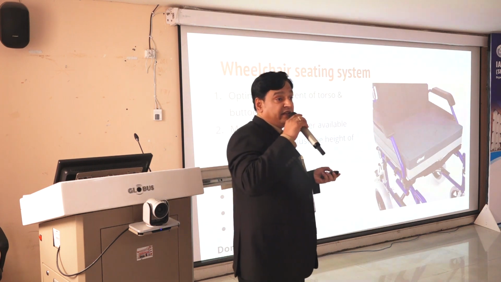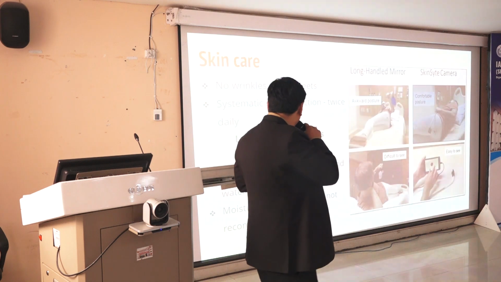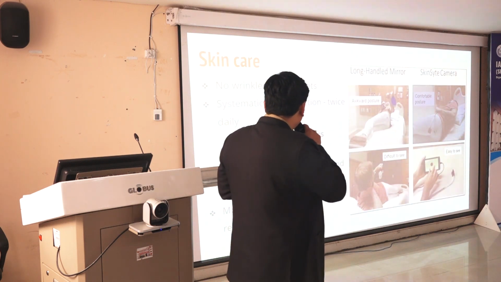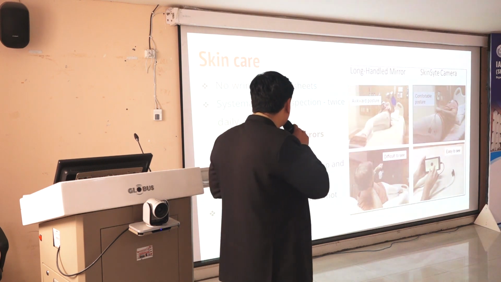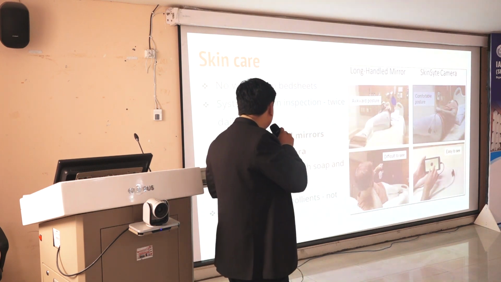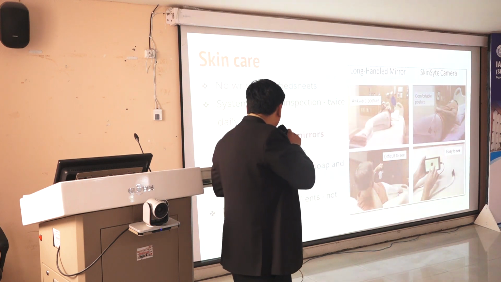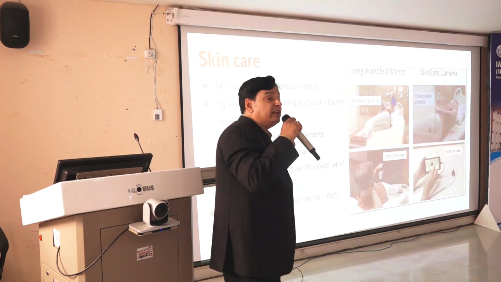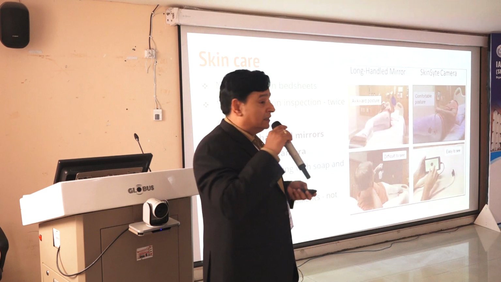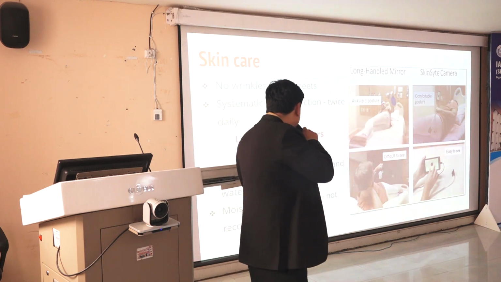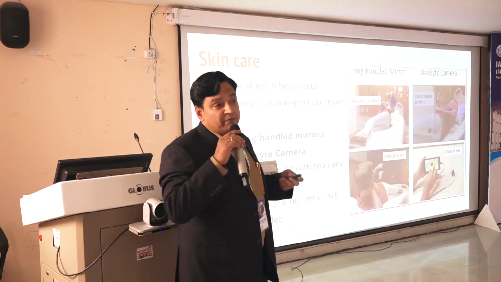Basic again, pressure relieving by lifting himself from the cushion is the most important aspect. We have to take care of the skin. There should be no wrinkles in the bed sheet. Systematic skin inspection twice a day with long-handled mirrors and cameras, and frequent cleaning with soap and water. Here, frequent cleaning means not less than 12 hours. It is not that you wash it every 2 hours. Moisturizer and emollients are not recommended, but usually they are used. We avoid talcum powder basically.